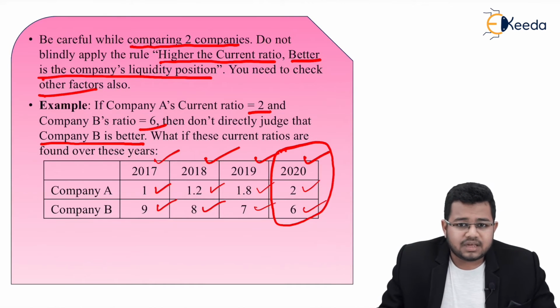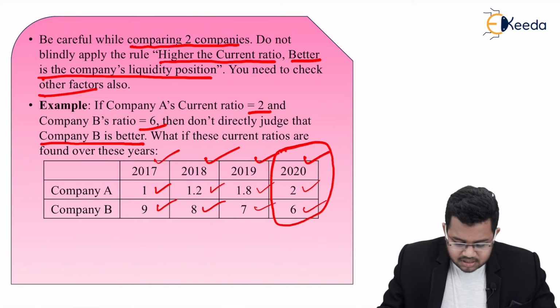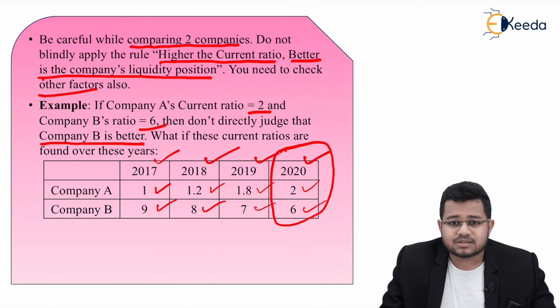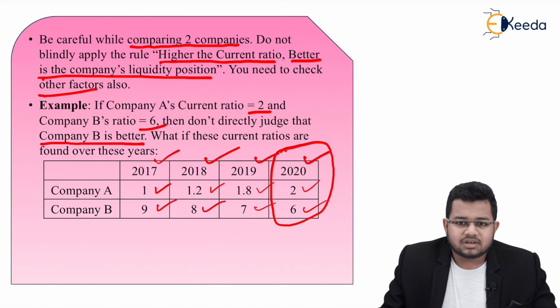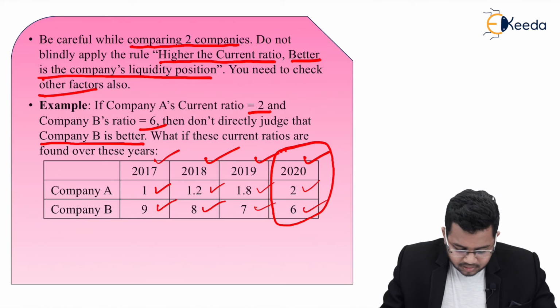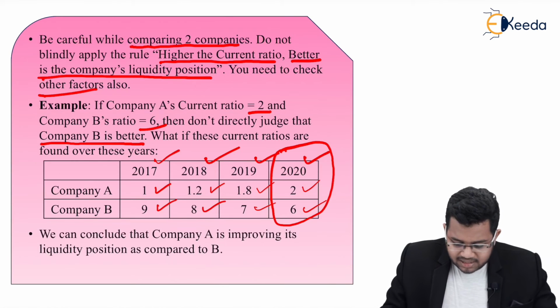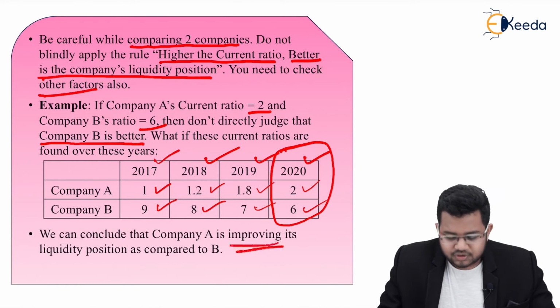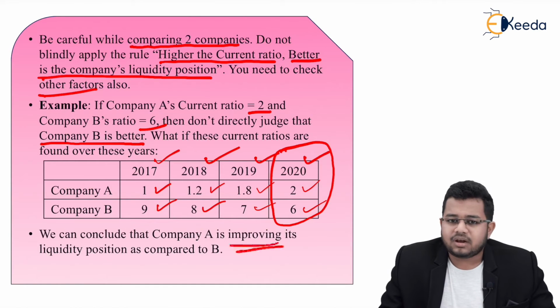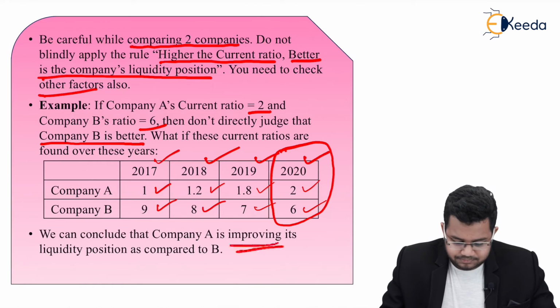So blindly saying that company B is better than A would not be true. In this case, it looks like company A's liquidity position is at an improving stage compared to B. We can conclude that company A is improving its liquidity position as compared to B. So this can be one conclusion. You need to look out for some more factors like these.